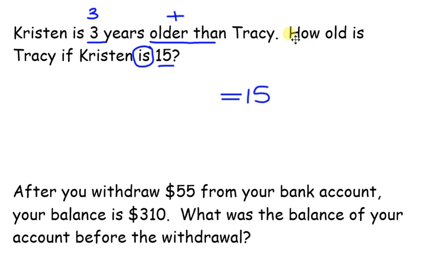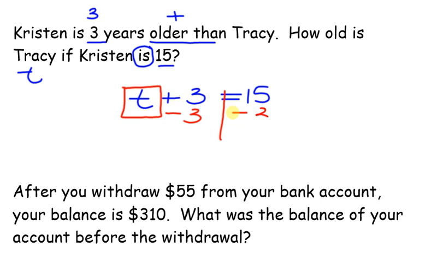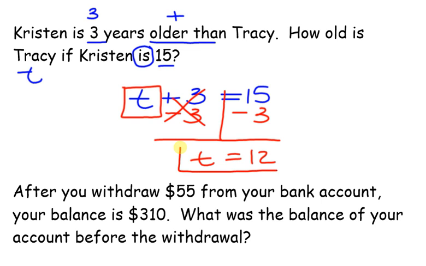So it wants to know how old is Tracy. So Tracy is going to be my variable, and I'm just going to use T for Tracy. Now over here it said Kristen is 3 years older than Tracy. So I have a plus and I have a 3. So I'm going to do T plus 3 equals 15. Again, I know this is a little bit harder than what we just did. So I'm going to put a box around the variable. I have plus 3, and I'm going to do the opposite or the inverse, which is minus 3. And whatever I do to the left, I do to the right. 3 minus 3 cancels, and I'm left with T equals 12. So Tracy is 12 years old.